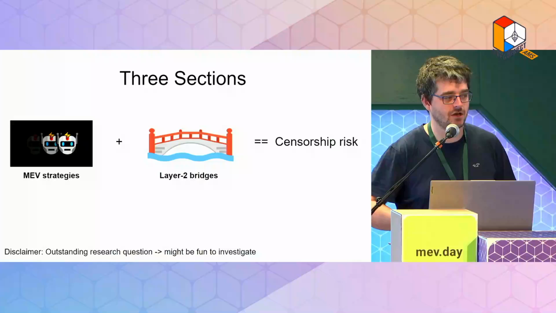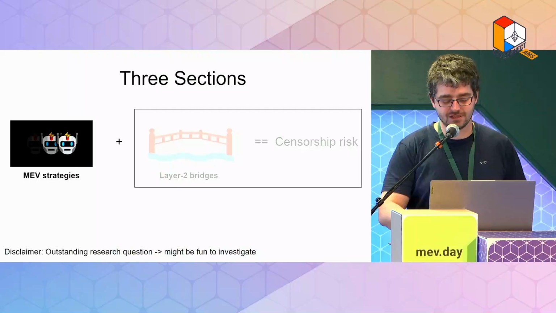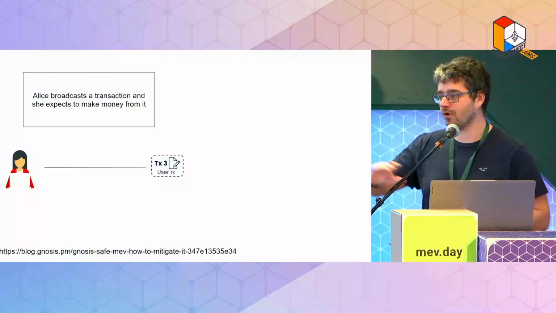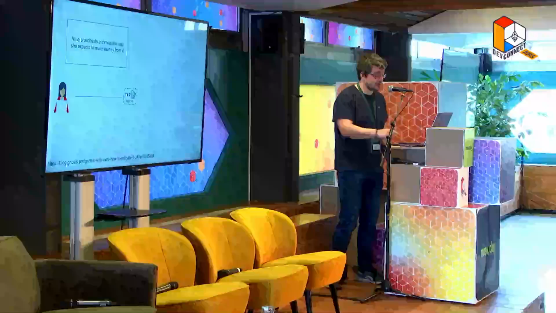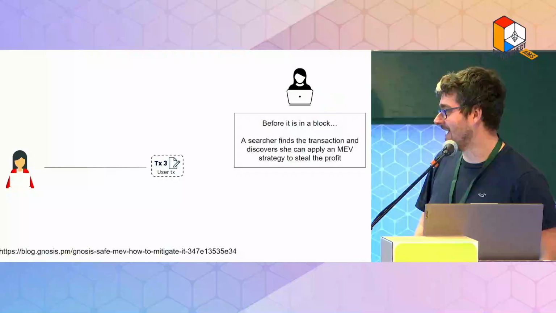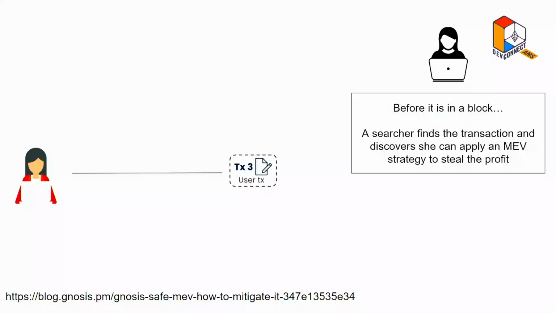So, MEV strategies. Let's say Alice signs a transaction, broadcasts it to the network, and wants to make some money from this transaction. As most people here are probably aware, when you send it to the peer-to-peer network, there is this dark forest of searchers, these MEV people who just want to steal all of your money. They'll take this transaction, inspect it, and work out if they can apply some strategy to steal all of your money or all of your profit.